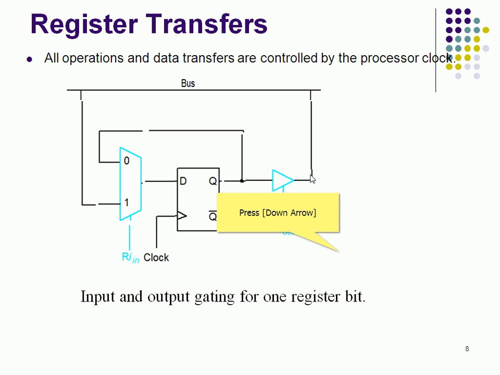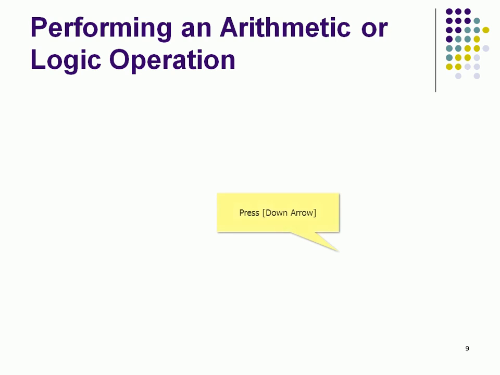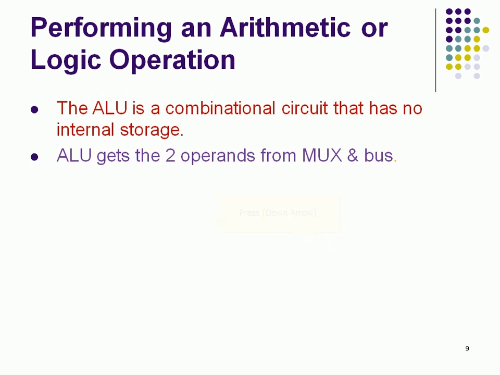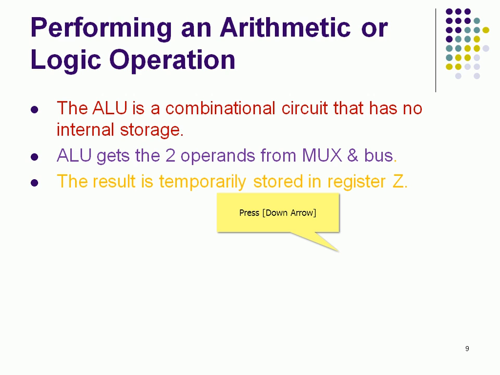So the in and out signals are performed with the help of this D flip-flop and multiplexer, used for the data transfer controlled by the processor clock. Now let me see performing an arithmetic and logic operation. The ALU is a combinational circuit, meaning it doesn't have any internal storage. The ALU gets the two operands from the multiplexer and the bus. The result is temporarily stored in register Z, as we have seen.